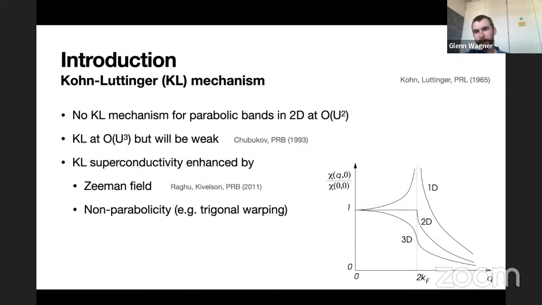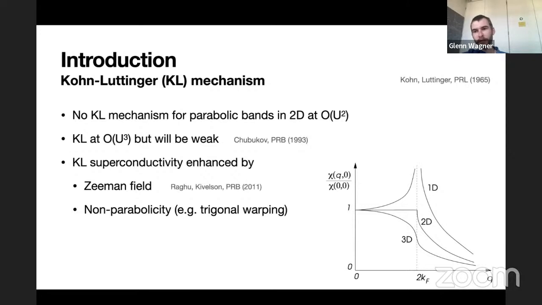This has been known since the 1990s, and the reason for that is, for parabolic bands in 2D, the polarization function pi is completely flat. It has no momentum dependence, and therefore it doesn't generate any interaction in non-trivial angular momentum channels. So there's no contribution in the P, D, and so on channels.